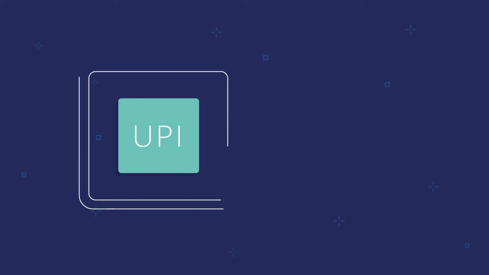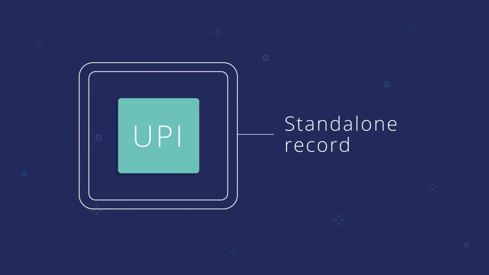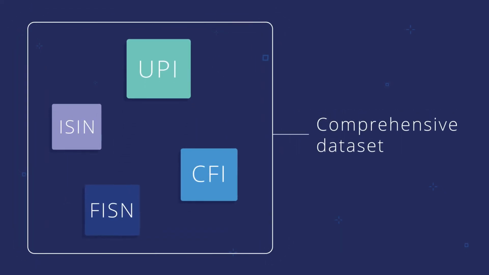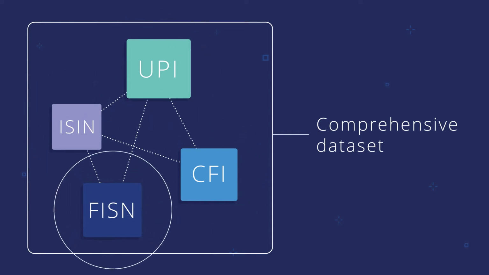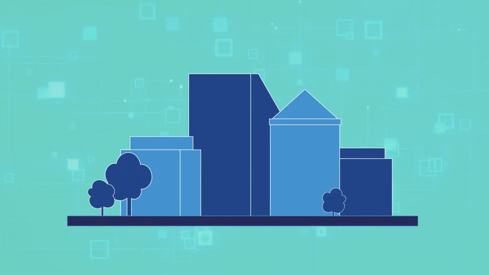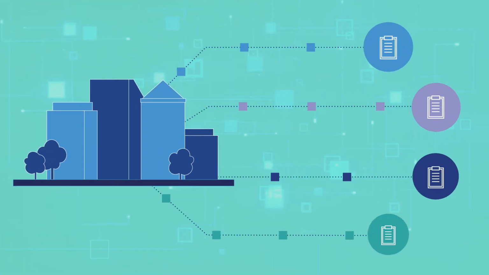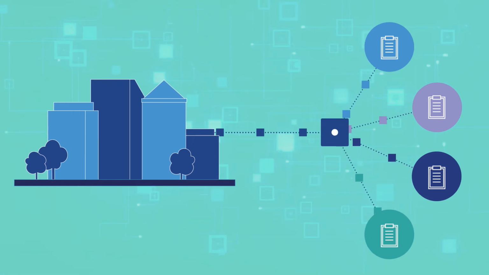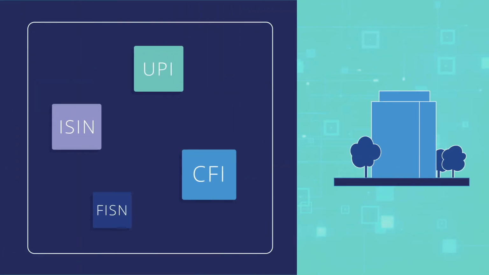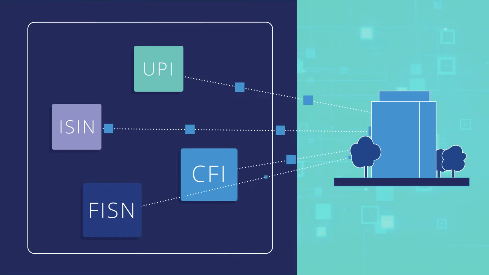Institutions can either get the UPI on a standalone basis or as part of a comprehensive dataset containing the mapping between the CFI, UPI, OTC, ISIN, and FISIN. This approach enables global institutions with multiple regulatory reporting needs to access streamlined workflows, while firms can also retrieve these independently of the more comprehensive data record, as each code serves a distinct purpose.